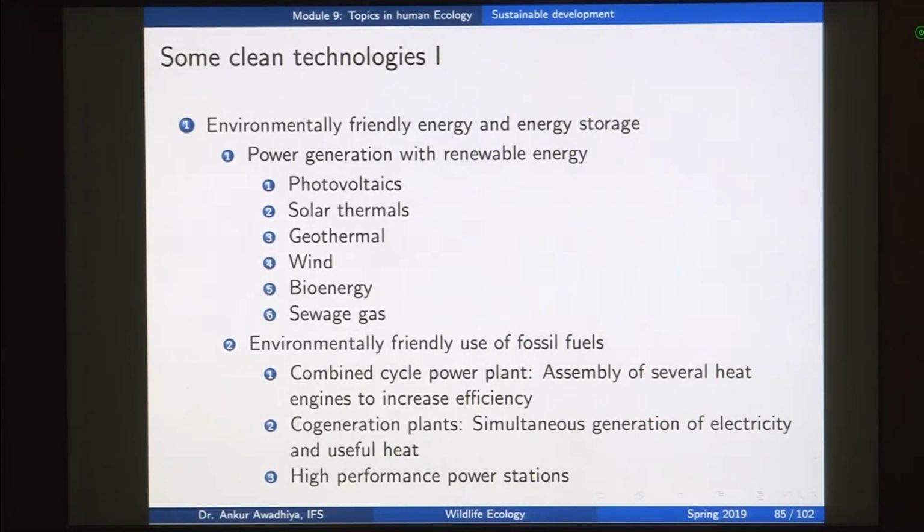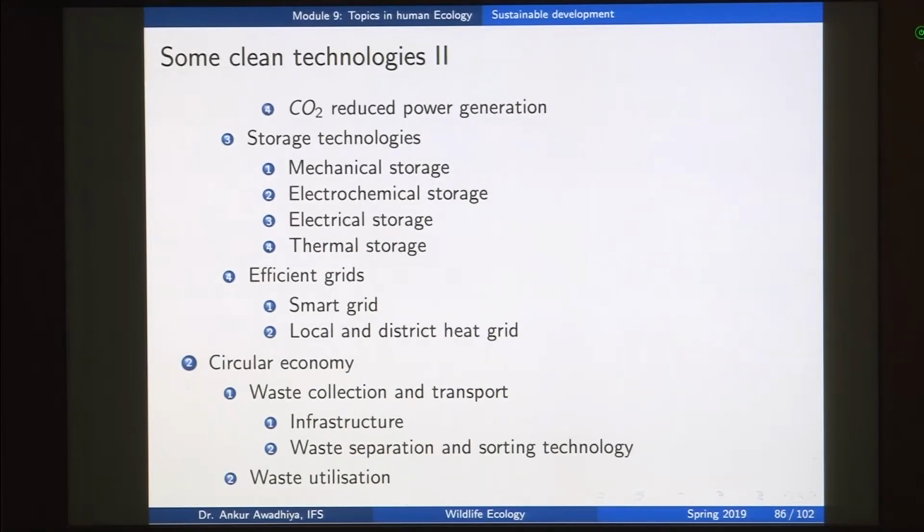that is known as a combined cycle power plant. Or we can talk about cogeneration plants, where we are talking about simultaneous generation of electricity and useful heat, especially in areas that are very cold. So, even that hot water can be supplied to people. Or high performance power stations, or things like reduced carbon dioxide power generation. Or we talk about storage technologies: mechanical storage, electrochemical storage, electrical storage, thermal storage. Or we talk about efficient grids.